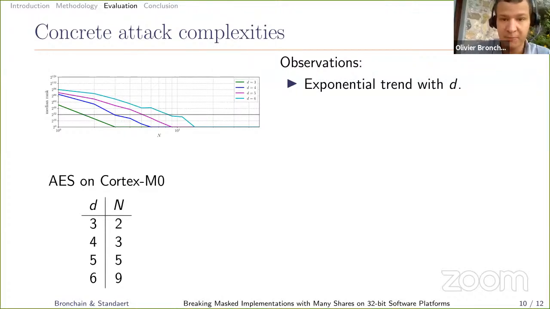About the evaluation, first, on the graph there, on the x-axis you have the data complexity evaluated with our methodology, and on the y-axis you have the median key rank. And what we see, of course, is that as the number of traces observed by the adversary increases, the key rank decreases. So first on Cortex M0, when AES is running, we see that we just need 9 traces to break a 6-share implementation.